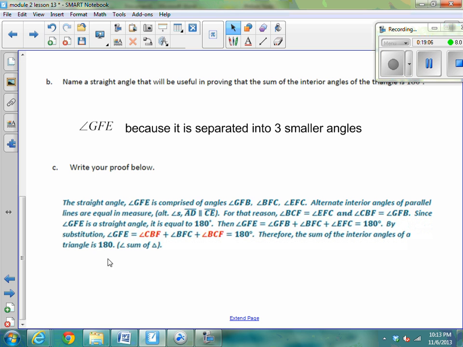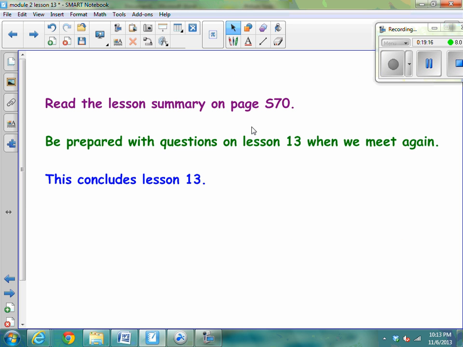Please look this over again because I think for some of you this might be a little confusing. I want to make sure that you took the notes when it was appropriate. Please read the lesson summary on page S70, which says all triangles have a sum of interior angles equal to 180 degrees, which you knew, but now you know that the proof that a triangle has a sum of interior angles equal to 180 degrees is dependent upon the knowledge of straight angles and angle relationships of parallel lines cut by a transversal. Please be prepared with questions on lesson 13.